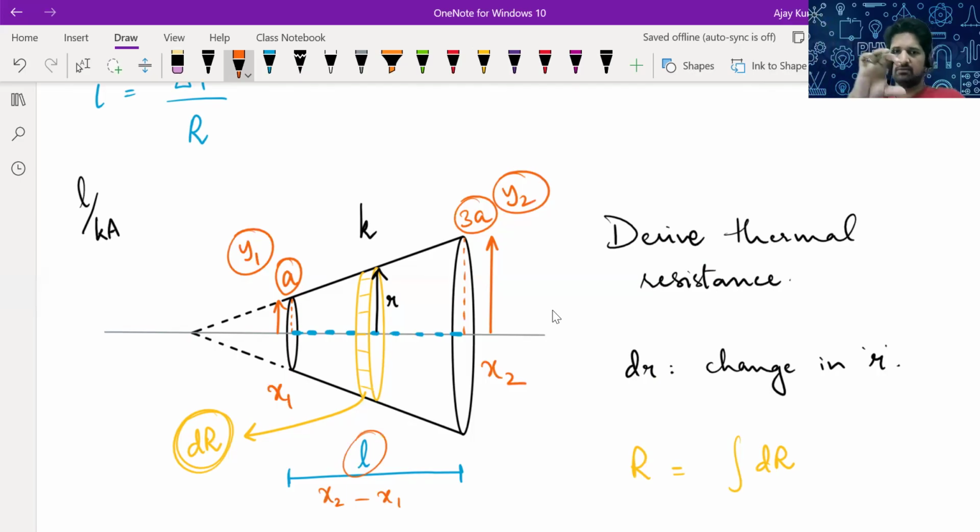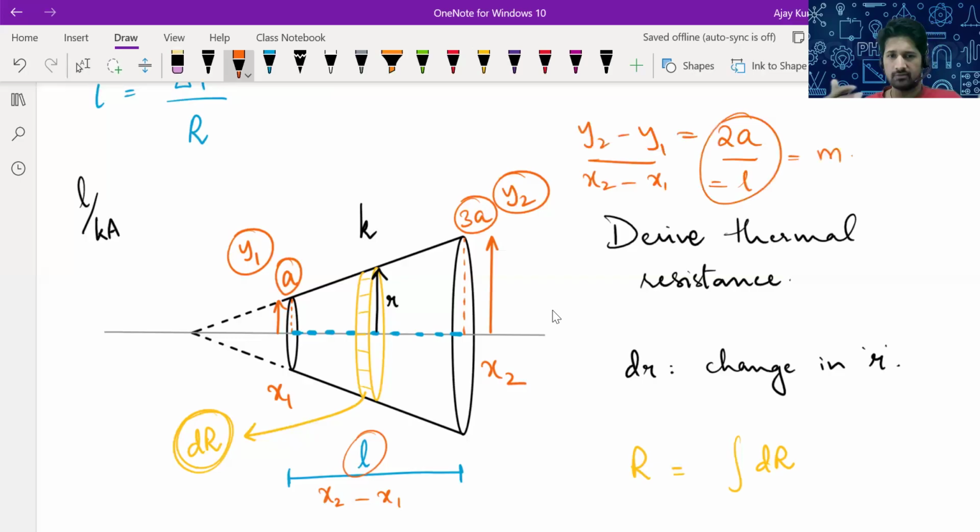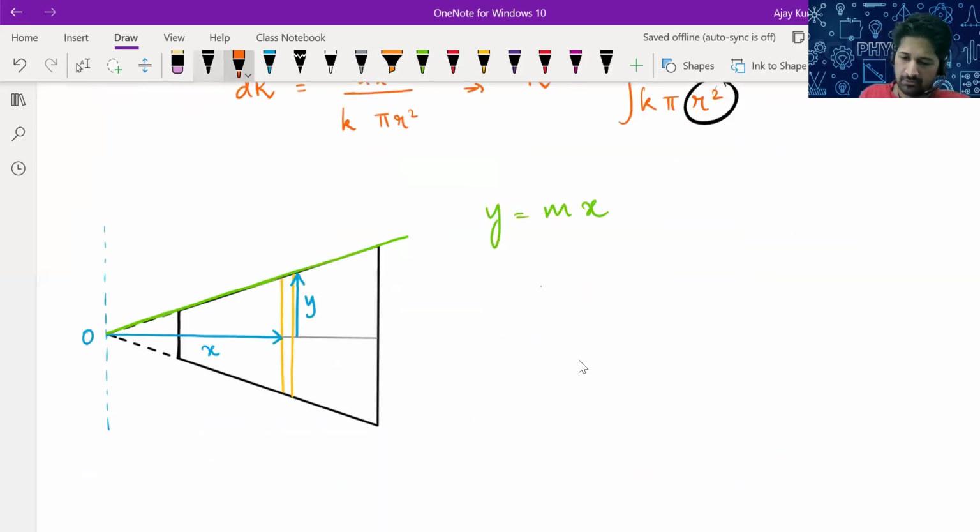So y2 is 3a, y1 is a. So y2 minus y1 becomes 3a minus a, that is 2a. And x2 minus x1 is L. Dividing these two gives us the slope. So the slope here is 2a by L. A lot of geometry is involved in this problem. Therefore, we can say that y is equal to 2a by L into x.